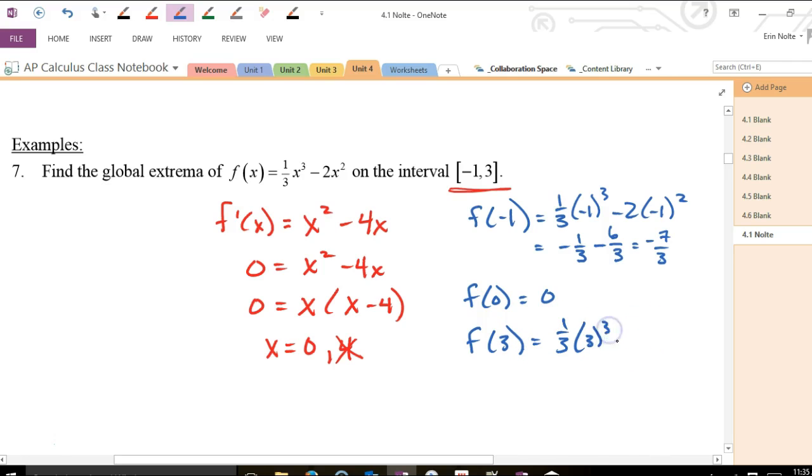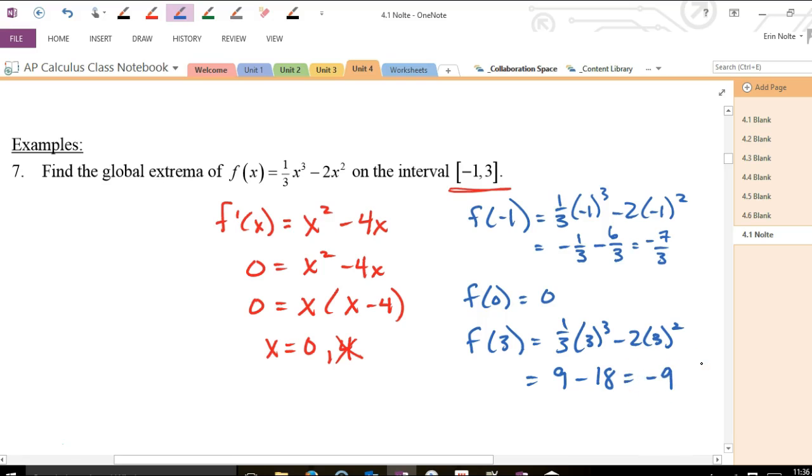And then if I plug 3 in, 3 cubed is 27. 27 divided by 3 is 9. So you get 9 minus 3 squared is 9. 9 times 2 is 18. So it's 9 minus 18. Negative 9.